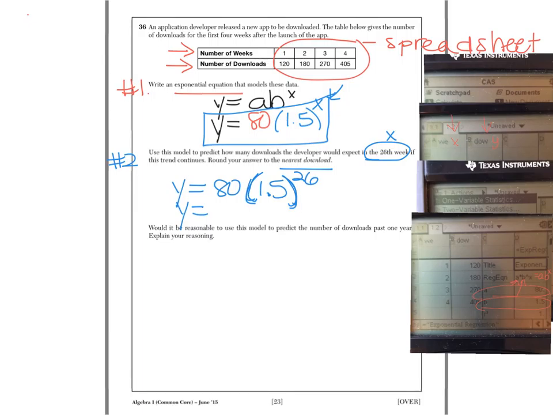In order to raise it to the 26th power, you have to use the upside down V, which is over in the left column. It's a gray button below the control button. And rounded to the nearest download, we get 3,030,140 downloads.